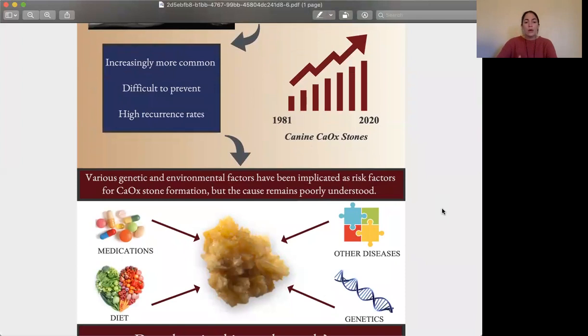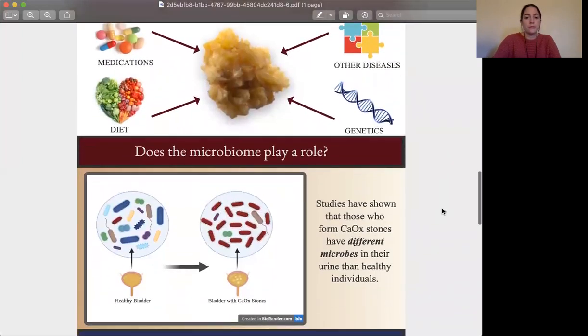Now, we know that various factors like diet, medication, genetics, other diseases can contribute to stone formation, but the true cause of calcium oxalate stones is still not well understood. And so that brings us back to this idea of the microbiome. And recently, people have started to wonder, could the microbiome play a role in calcium oxalate stone formation? And so in humans, they've actually done studies where they show people who have calcium oxalate stones have different microbes in their urine than in healthy individuals.